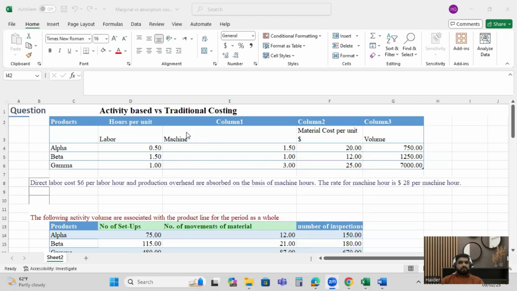Good evening, dear students. This is a masterpiece question on the topic activity-based costing versus traditional costing. Now let's begin our question.